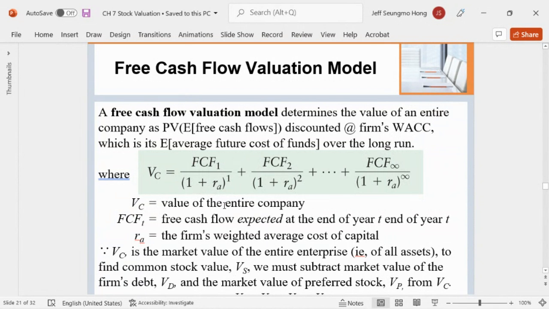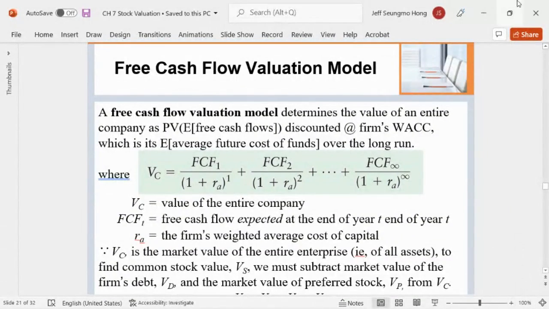But then here the discount rate is an interesting thing. It's called weighted average cost of capital. Why is it called weighted average cost of capital? I think I will have to continue after the break.